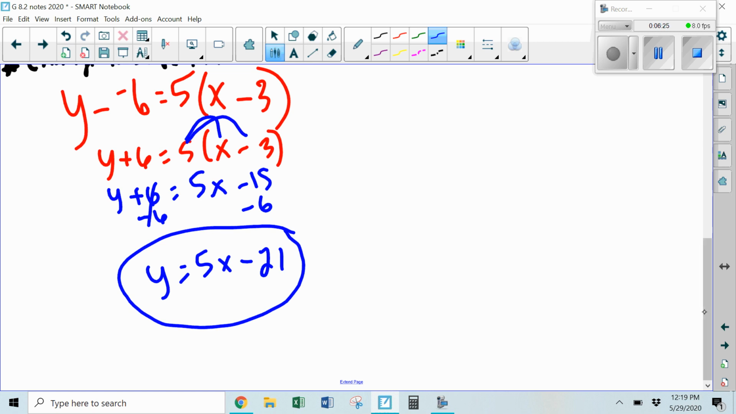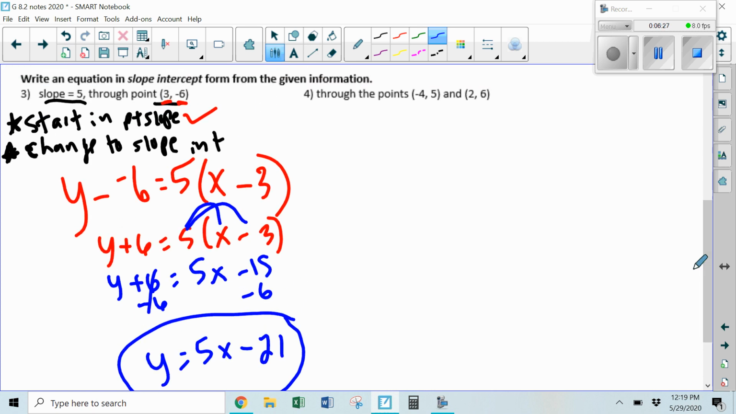Now I did exactly what the directions said. Write an equation in slope intercept form. The key is you can't start there because you don't know the intercept. So you do what we wrote up here. You start in a different form, and then you can change it to slope intercept by getting y by itself.